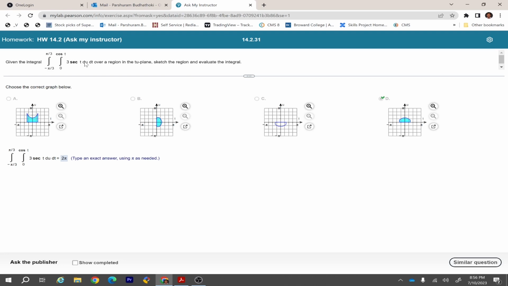So the region: the first one is for the variable u. u is going from 0 to cosine of t. u is a function of t, and t is going from negative pi over 3 to positive pi over 3. t is on the x-axis and then u is on the y-axis. So how do you sketch the graph?